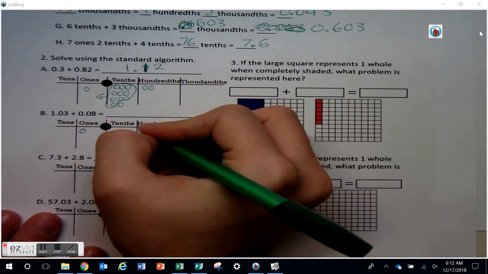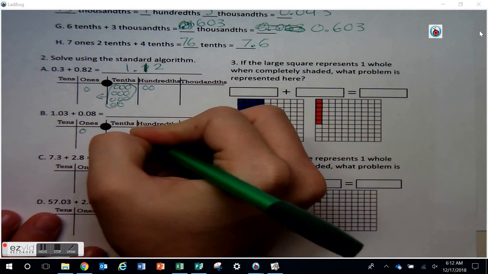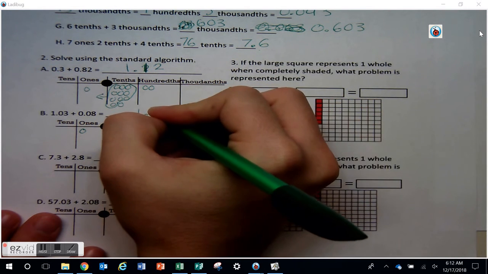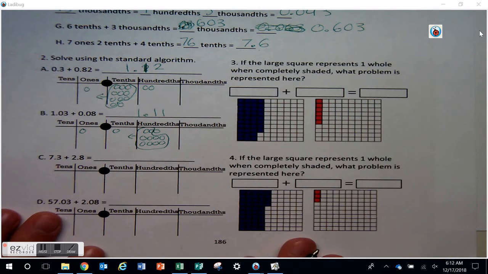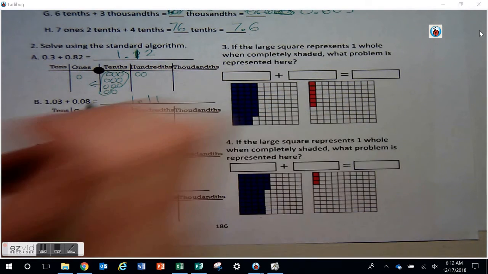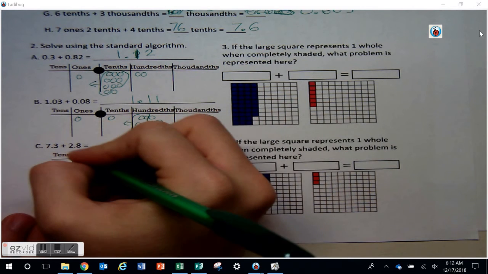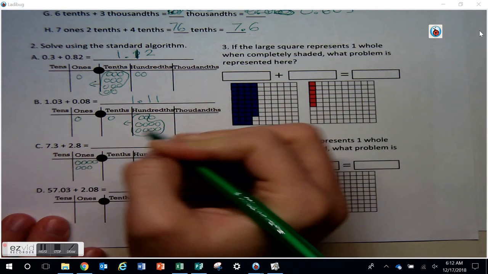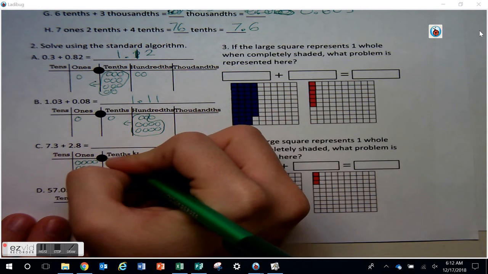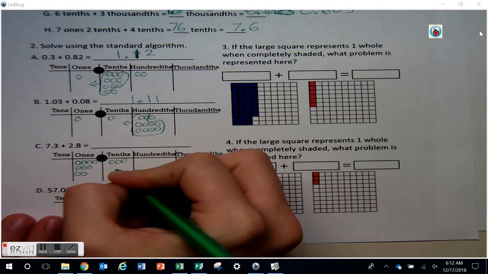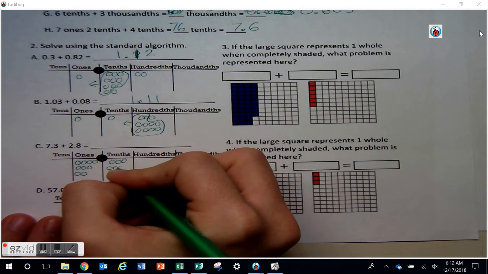So we have that 8 plus these 2, which gives me 1/10. So I have 1 and 11 hundredths. Here we have 7 ones, 3, 4, 5, 6, 7, and 3/10ths. We have 2 ones, 1, 2, and 8/10ths. 3, 4, 5, 6, 7, 8.